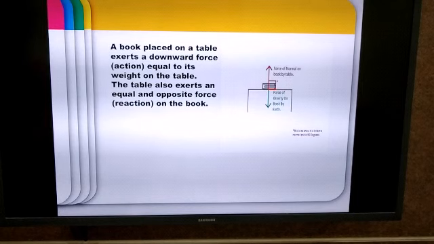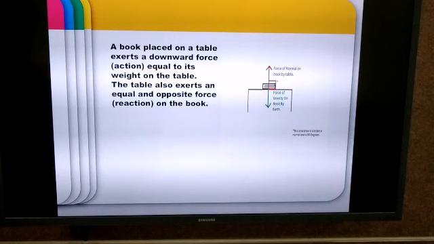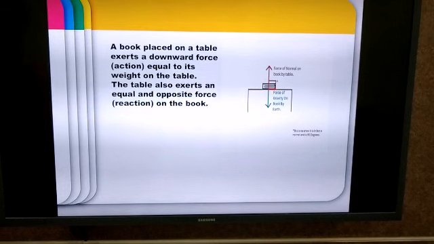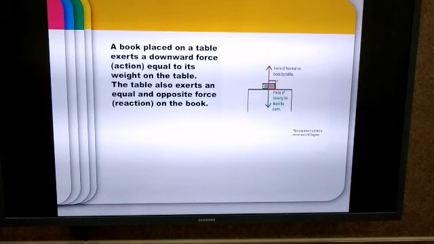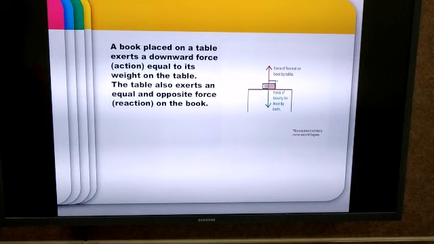Now consider a book lying on a table. The book exerts a force which is equal to its weight on the table. This force is called the force of action. So the force which is exerted by the book on the table is called the force of action, and this force is exerted in the downward direction. At the same time, the table is also going to exert a force of reaction on the book, isn't it? And this force of reaction is in the opposite direction.